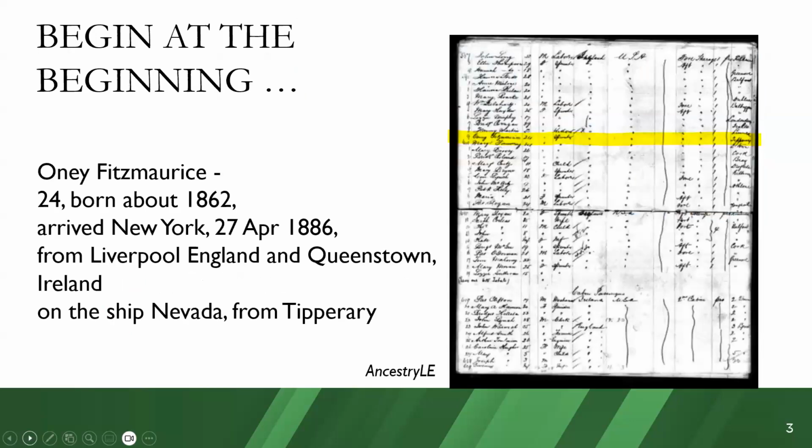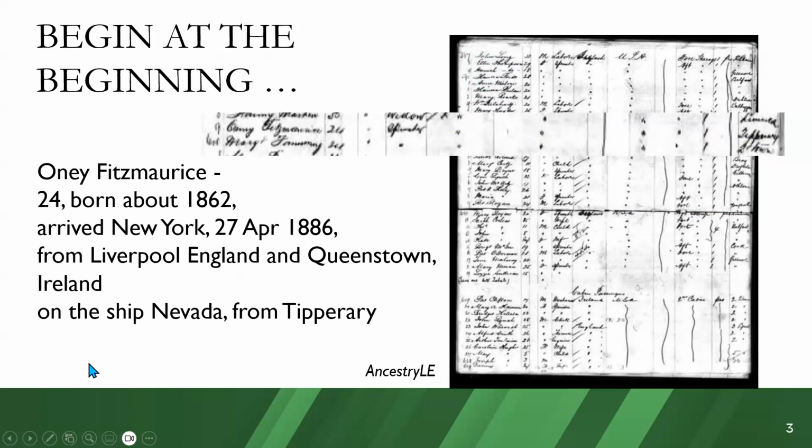So here's an example. This is a passenger list record for an Ann Fitzmaurice. She was 24 at the time that she sailed to America. She arrived in New York in 1886. So by doing the maths, we guesstimated that she was born around 1862. And then if you look, it's a little blurry as we blow it up a bit, but on the very far right, it tells us what county she was from. So it gives us a hint of where we're going to start looking, and that's County Tipperary.